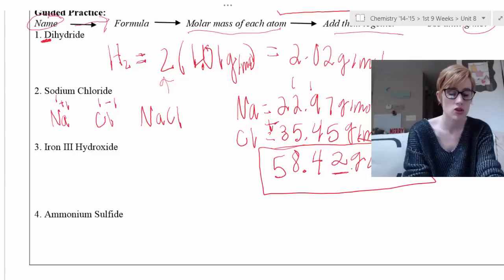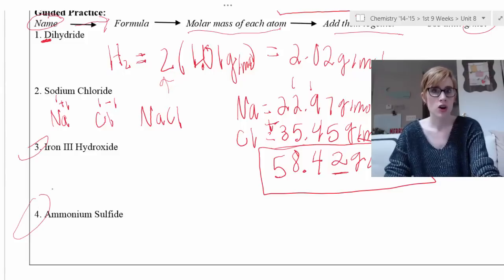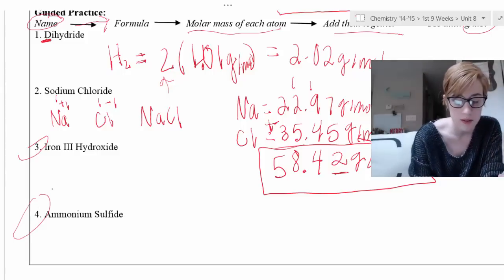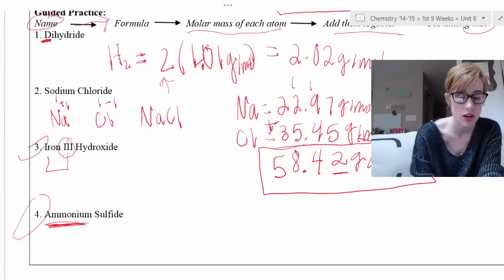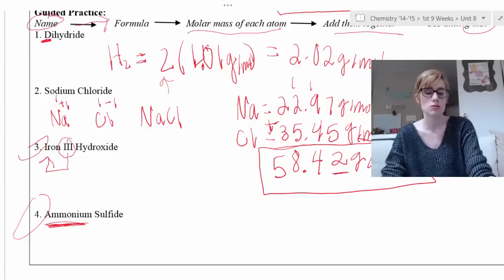And I'm going to let you guys try and work out iron 3 hydroxide and ammonium sulfide on your own, and then we'll go over them in class. Ammonium is a polyatomic, so you need to look on your polyatomic chart for that one. And then iron 3, remember the Roman numeral stands for the charge of iron. So this iron is a +3 charge.